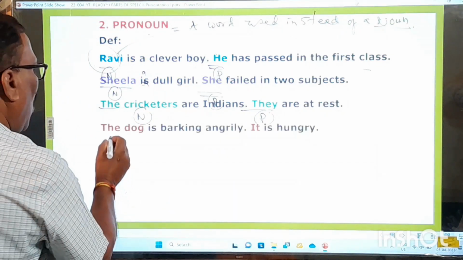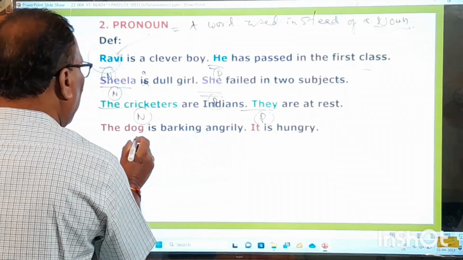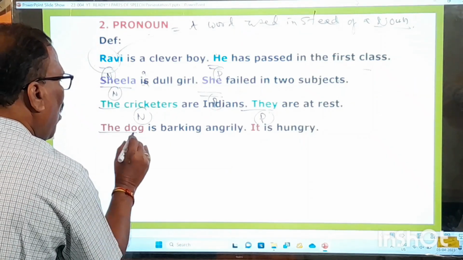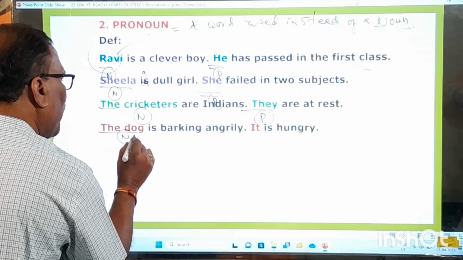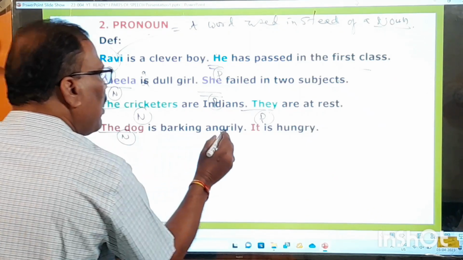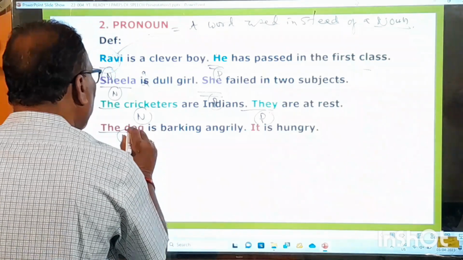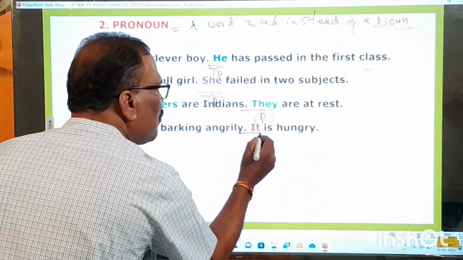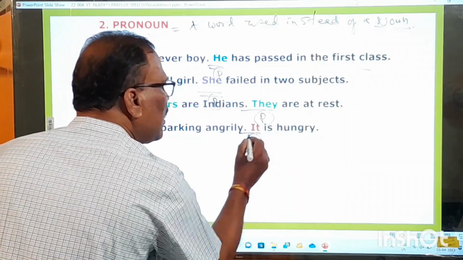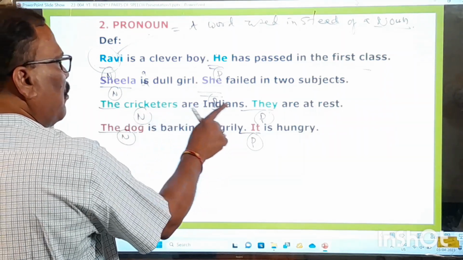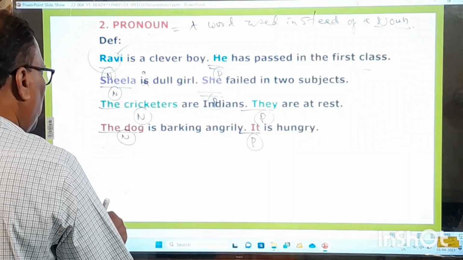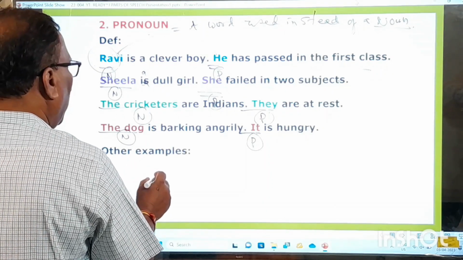Okay. The dog is barking angrily. Here, look at this example. The dog is the subject and it is a noun. Okay. And what are we using instead of this dog in the second sentence? We are using it here. Therefore, it is a pronoun. Instead of this dog, we are using it here. And then comes, what is that?